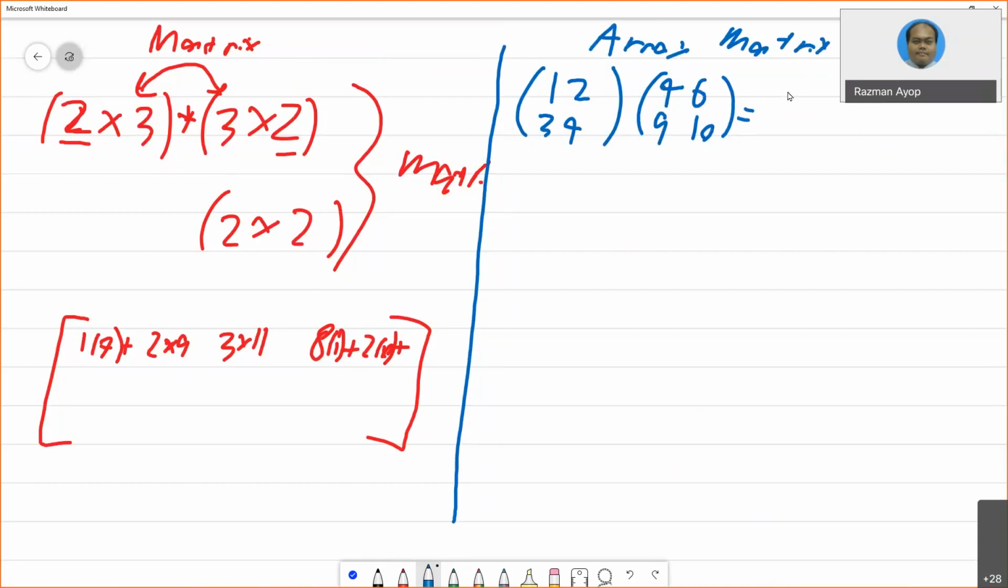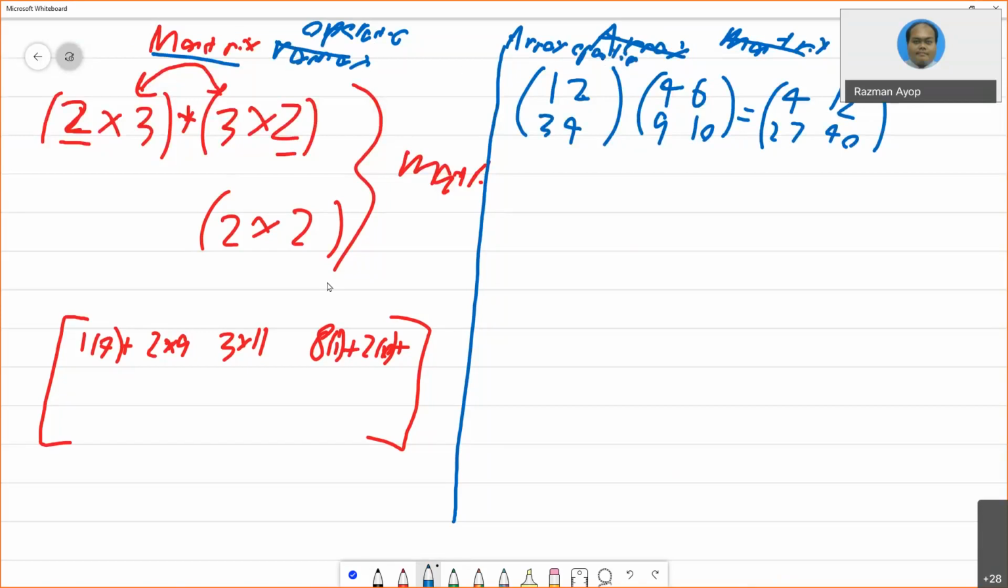But for array metric, this one is different. This one is just 1 multiplied by 4, you get 4. 2 multiplied by 6, you get 12. 3 multiplied by 9 is 27, and 4 multiplied by 10 is 40. So the operation is different with the metric. This one is metric array. This one is metric operation. This one is array operation.